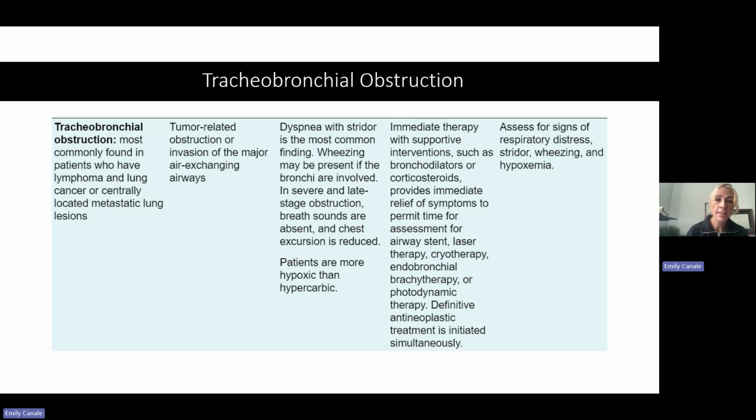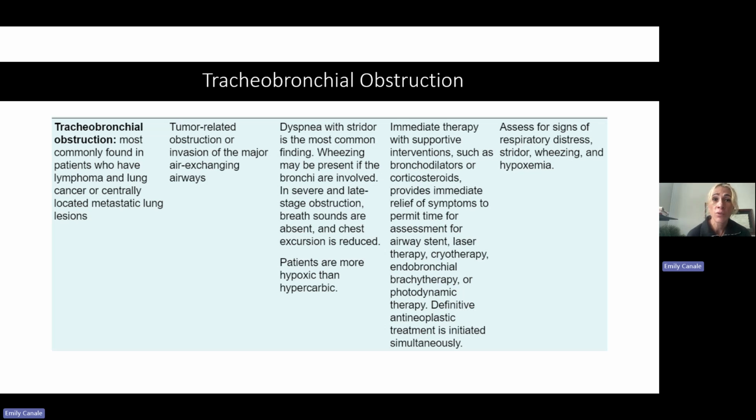Tracheobronchial obstruction is another problem that we might see in any sort of lung cancer. And it's tumor related. So there's a tumor there and it's obstructing the major air exchanging airways. So what do you think is going to happen here if I have a tracheal obstruction? I'm going to be wheezing. I'm not going to be able to breathe. So wheezing's going to be present if the bronchi are involved for sure.